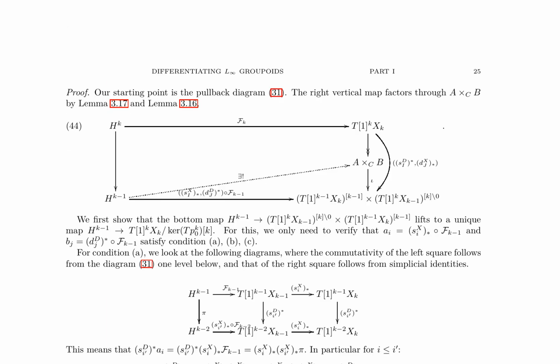The proof of lemma 3.8 is crucial for differentiating L-infinity groupoids. It begins by analyzing the pullback diagram, 31, demonstrating that the bottom map HK1 right pointing arrow T1, KXK1, K, 0 times T1, K1XK, K1, lifts uniquely to HK1 right pointing arrow T1, KXK, K, 0, K.